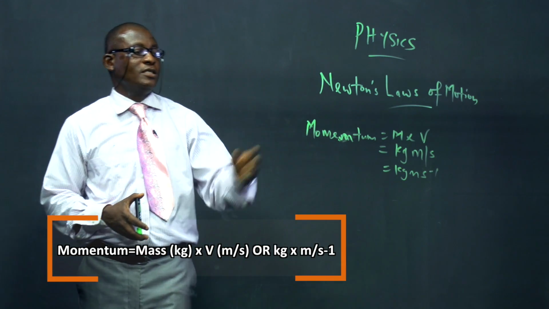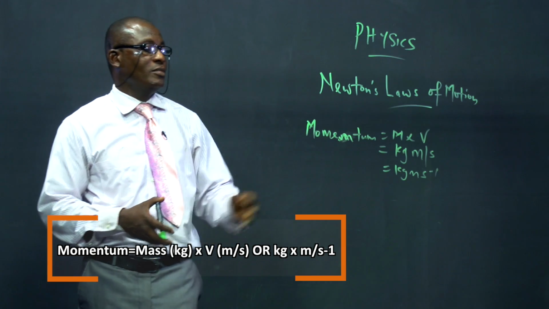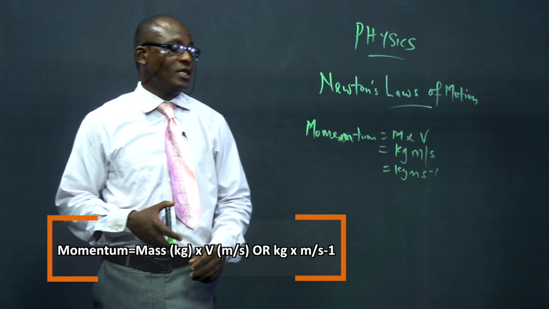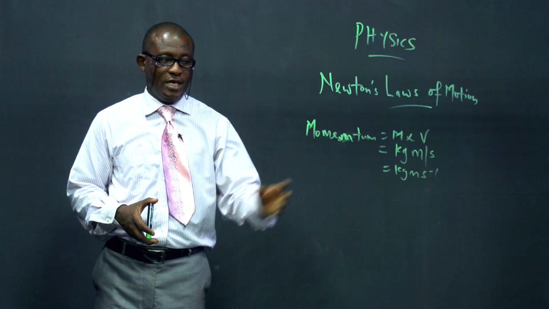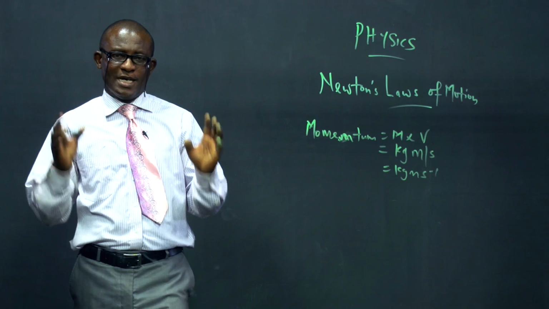Momentum. Mass is in kilogram. The velocity is in meters per second. So the unit is kilogram meters per second, kg m s⁻¹. So you can give additional information.